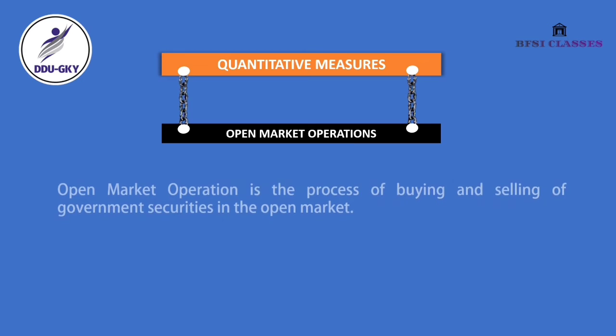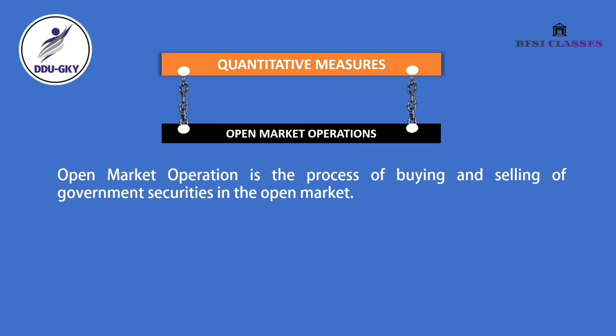Open market operations. Open market operation is the process of buying and selling of government securities in the open market by the Reserve Bank of India. When there is inflation, RBI sells the securities, and when there is deflation, the securities are bought by RBI.